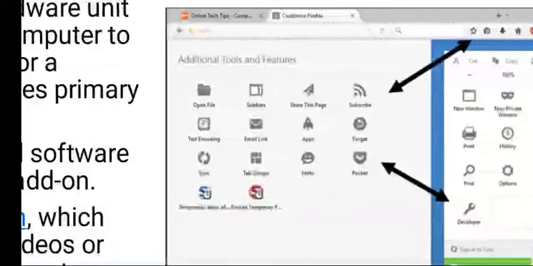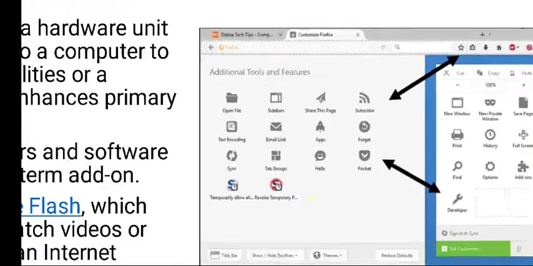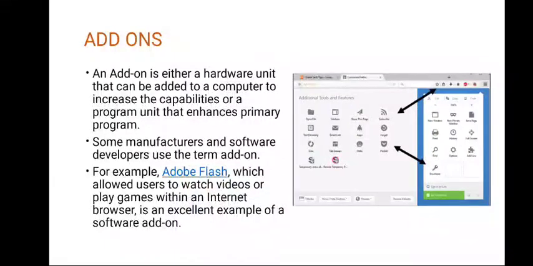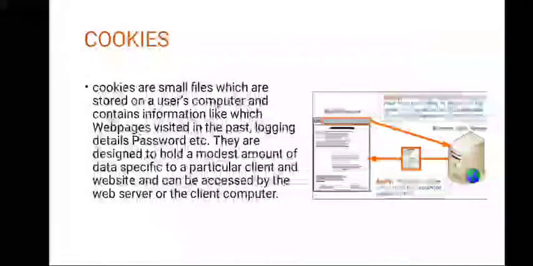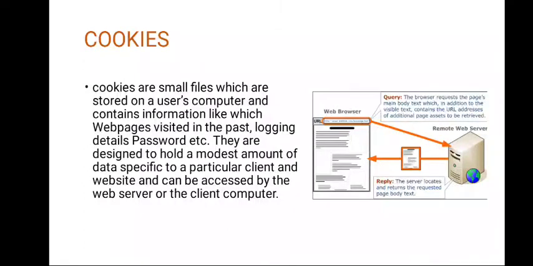So this was a diagram of Firefox browser. So let's move to our last topic of this session, that is cookies. So what do you understand by a cookie? Cookies are small files which are stored on a user's computer and contain information like which web pages were visited in the past, login details, passwords, etc.